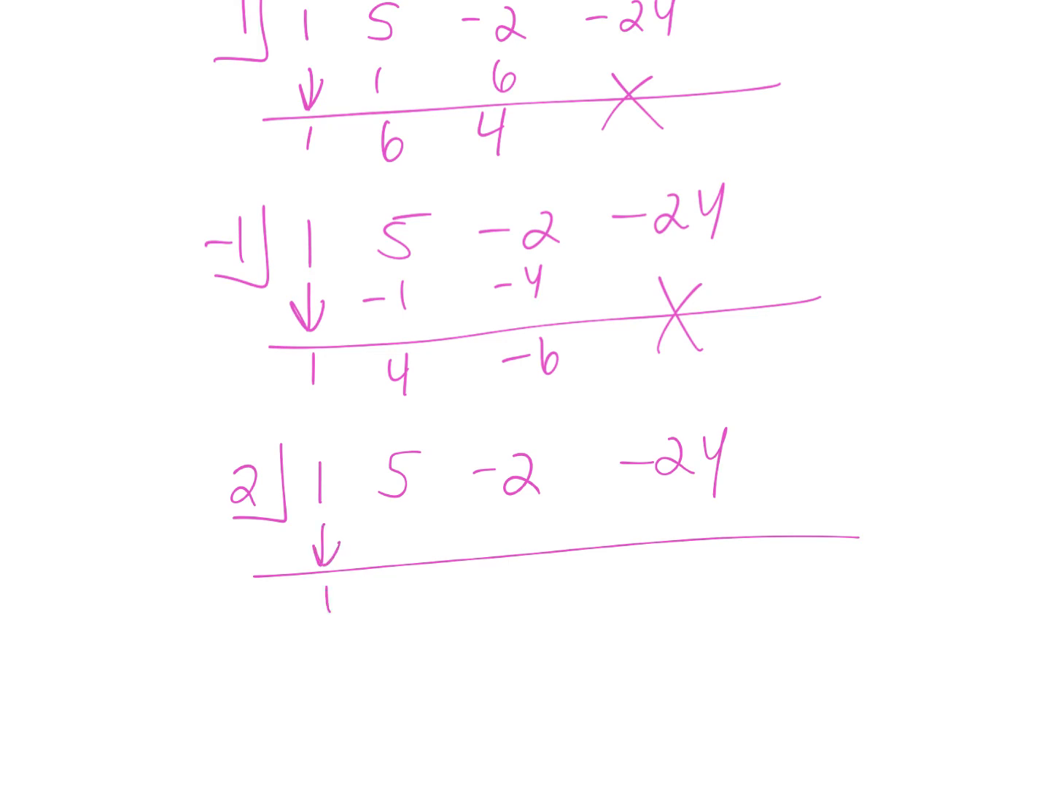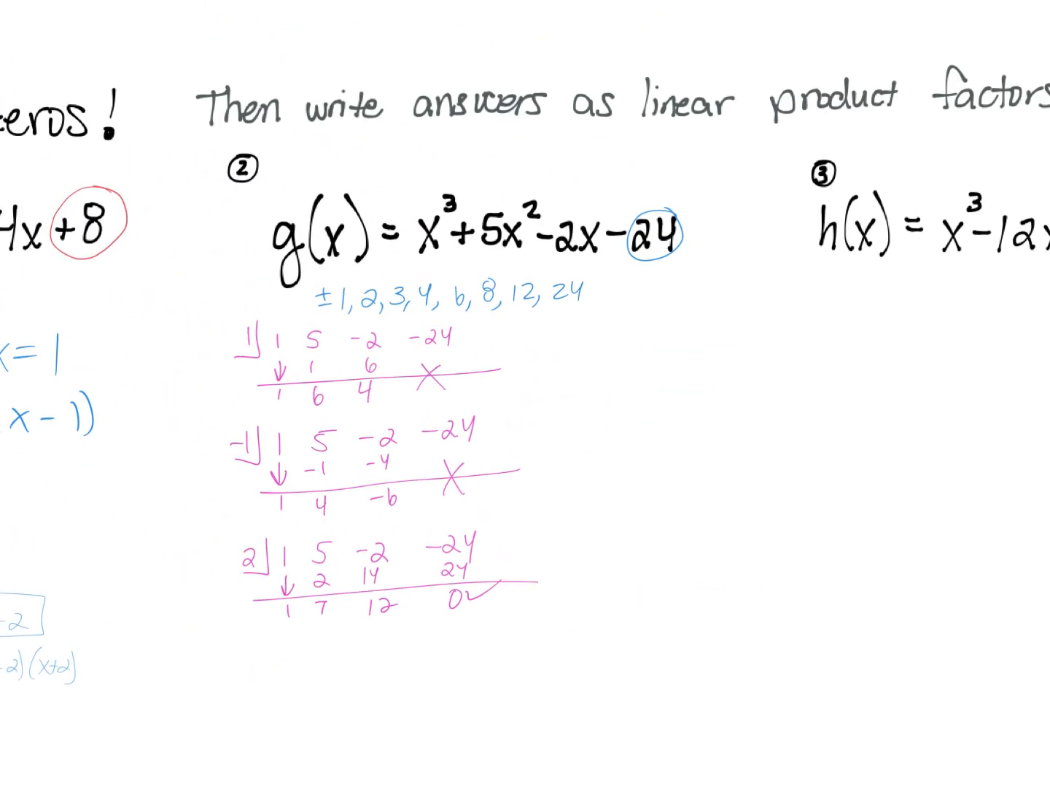Bring down your 1. 1 times 2 is 2. 5 and 2 is 7. 7 times 2 is 14, and -2 and 14 is 12. What's 12 times 2? 24. Guys, what's -24 and +24? 0. What did you just find? x equals 2. Write that down so it doesn't get lost and you forget about it.